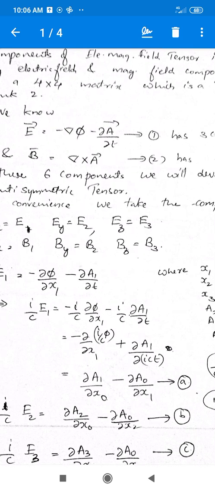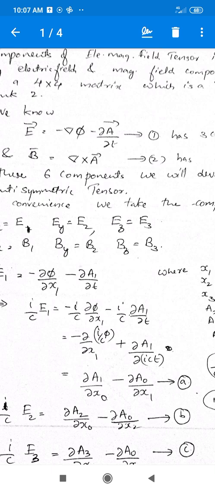Now when you multiply i by c on the left hand side, you have to multiply it on the right hand side also. So the equation becomes i by c E1 is equal to minus i by c dou phi by dou x1 minus i by c dou A1 by dou t. I have taken this i by c into the derivative, so minus dou by dou x1 of i by c phi.